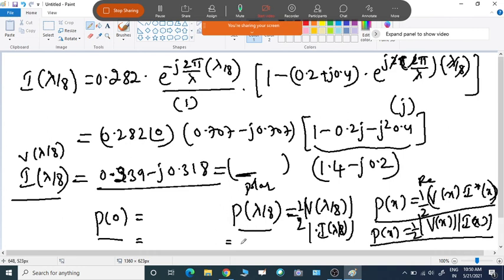Sir, 1.766. For which one, P of 0 or P of lambda by 8? P of lambda by 8, 1.766. Okay, find out P of 0.